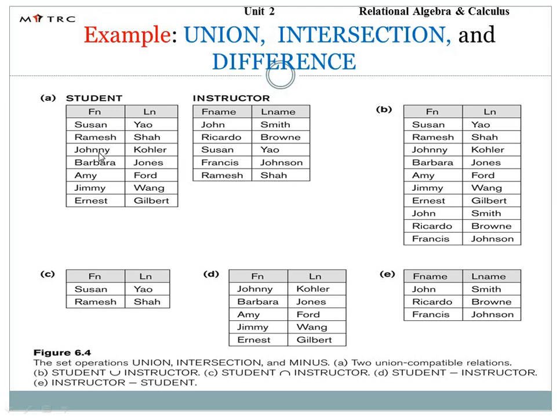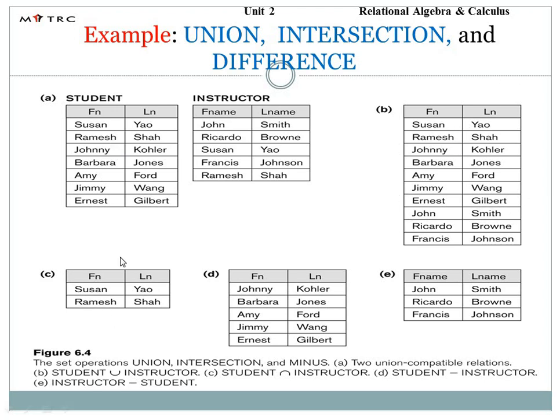So we have 7 tuples in student and 5 tuples in instructor. So 7 and 5 total is 12. Here we are having 1, 2, 3, 4, 5, 6, 7, 8, 9, 10. Two are common, and two being common means we have eliminated the duplicates. So this is the combination that clearly demonstrates the union.